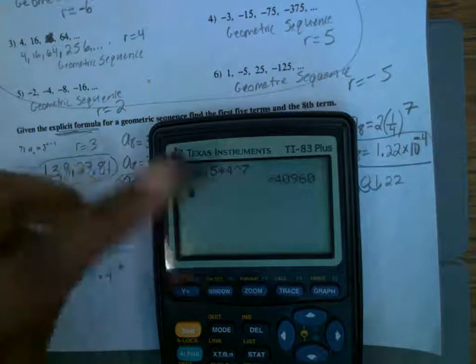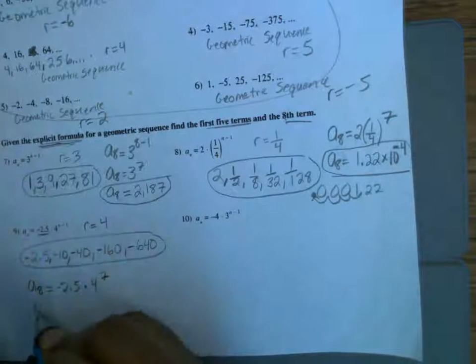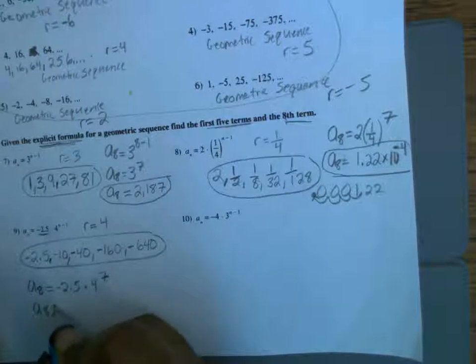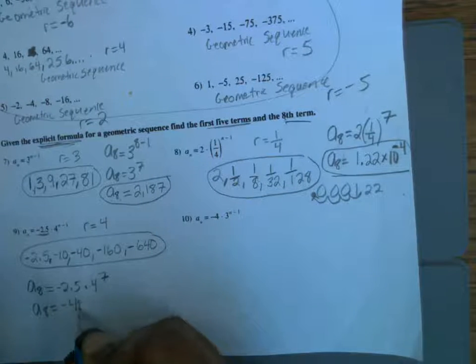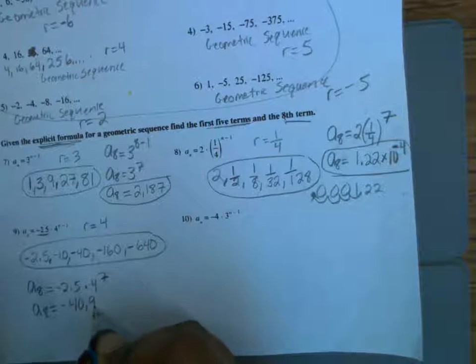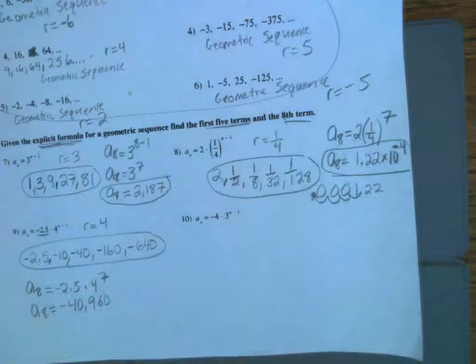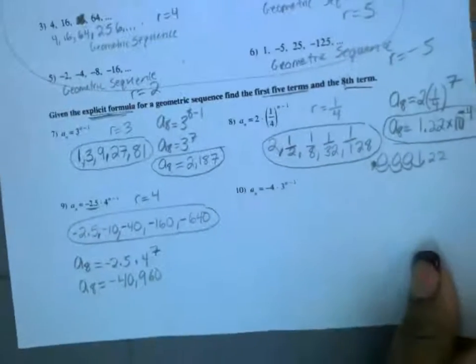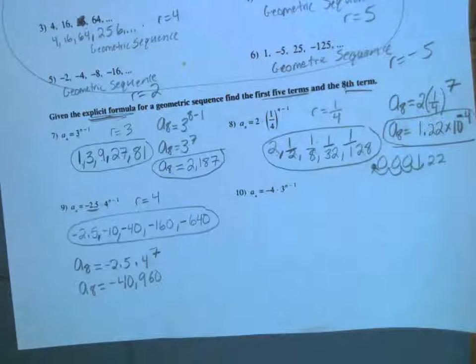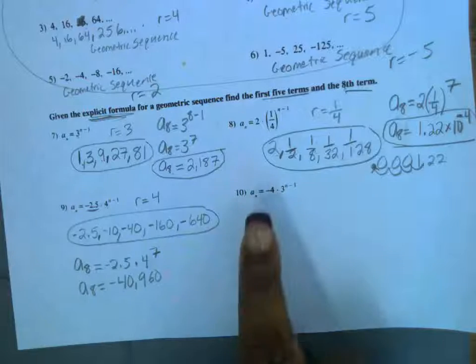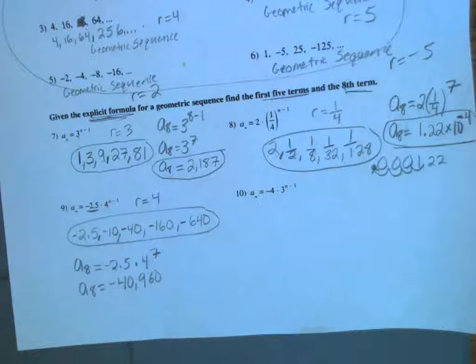And that gives you the 8th number is going to be negative 40,960. Any questions about that? Now see if you can do number 10 on your own. We'll pause for the calls.